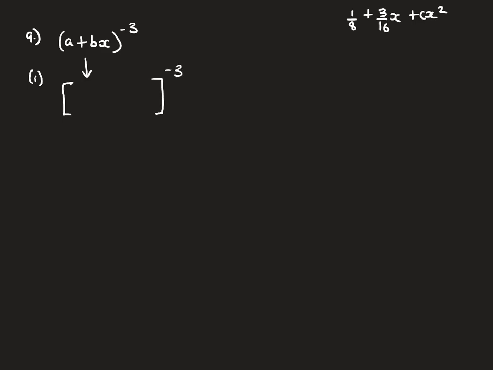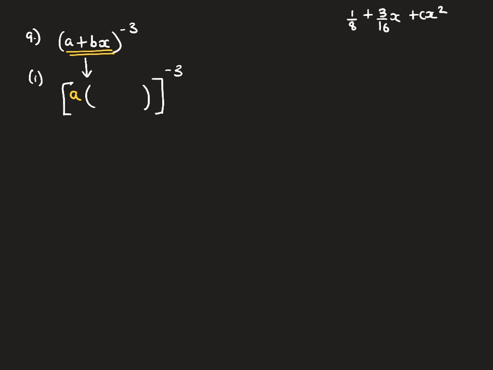So let's take a look at question 9. We have a plus bx to the power of negative 3, and we're told it can be approximated by 1 over 8 plus 3 over 16x plus cx squared. And we've got to find A, B and C. This is really interesting because normally you would be given the numerical values for A and B. So instead, when we do the factorisation of this before we can apply the binomial expansion, I've got to take A out of the bracket rather than a numerical value, which is a little bit trickier.